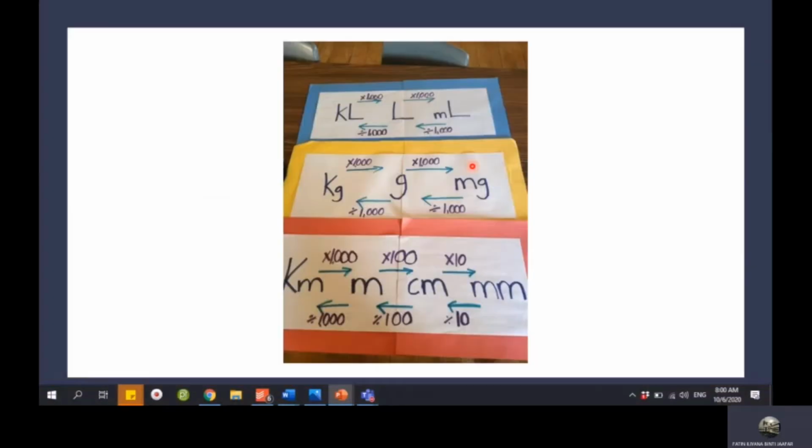Dan next, ini kita akan belajar convert. You have learned this during your primary school. So most of this topic macam kita buat revision sahaja.